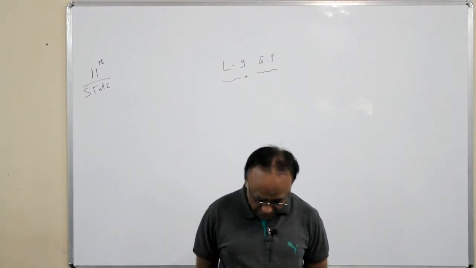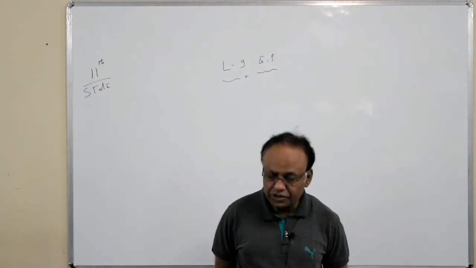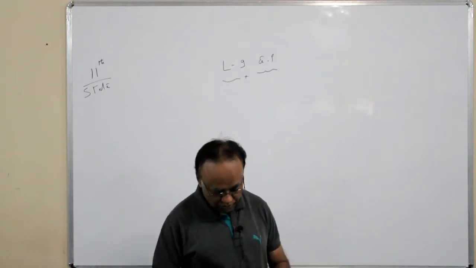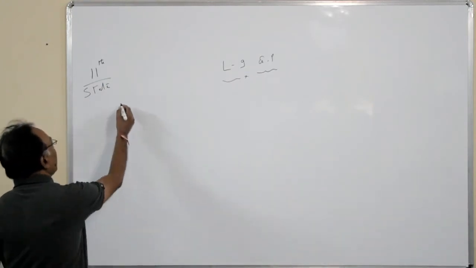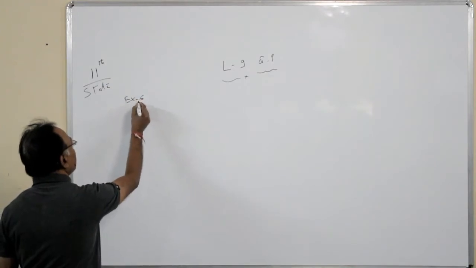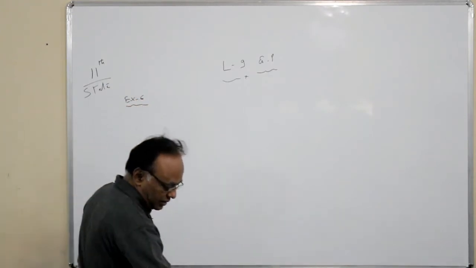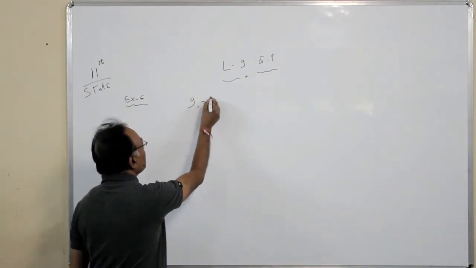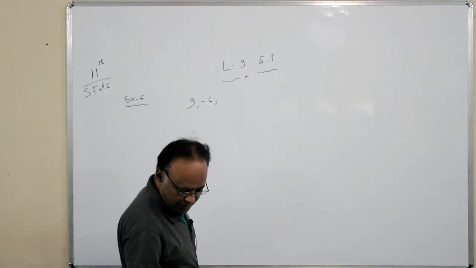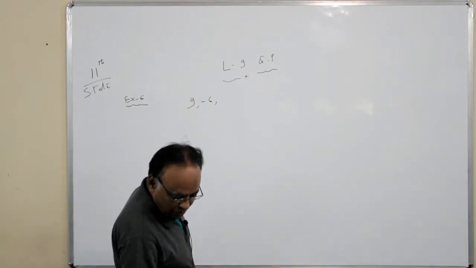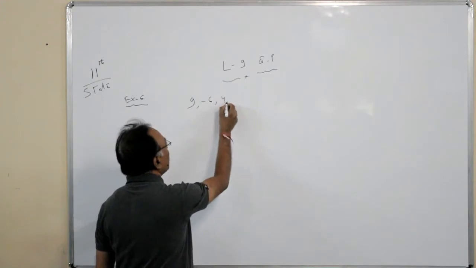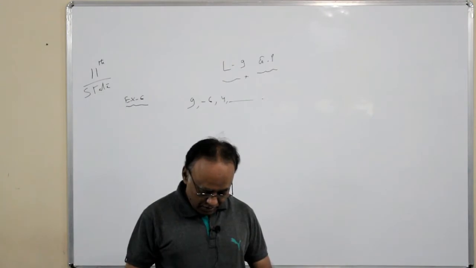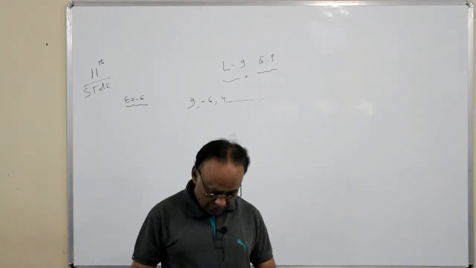Find the fifth term of the GP 9, minus 6, 4, and so on. Here it is given, and we want to find out the fifth term.